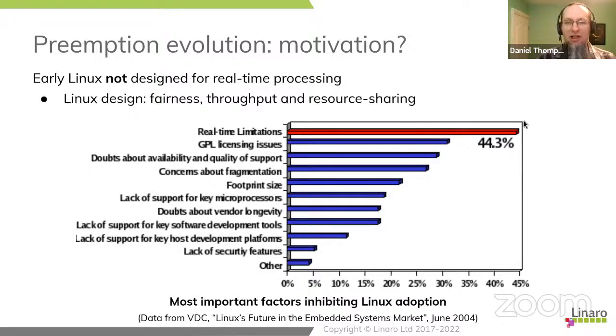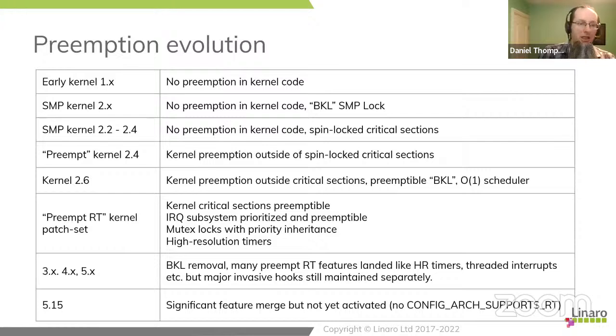And so even higher than that were concerns that it simply didn't have the technical underpinnings that were necessary to be useful in the embedded market. And that kind of maps into this history here. So this is the very earliest 1.x series kernel, where there was no preemption whatsoever. There was no preemption, there was no SMP, nothing of that nature.